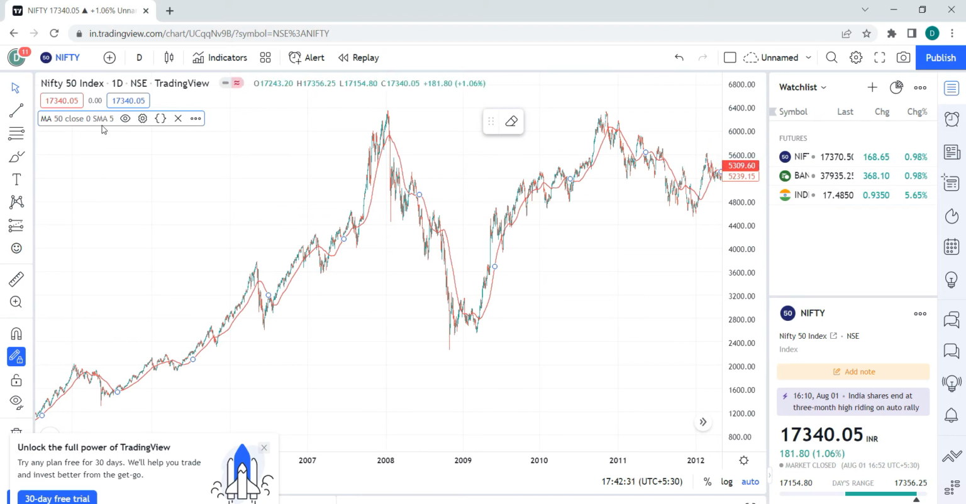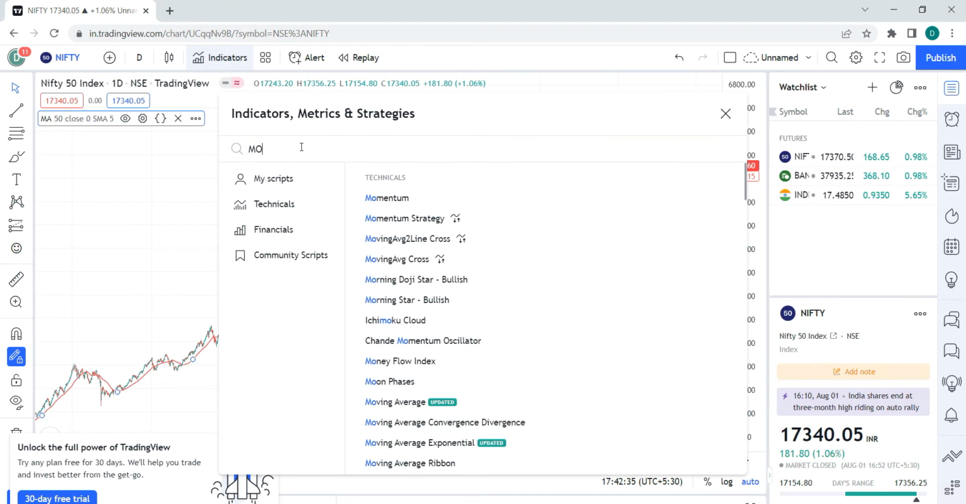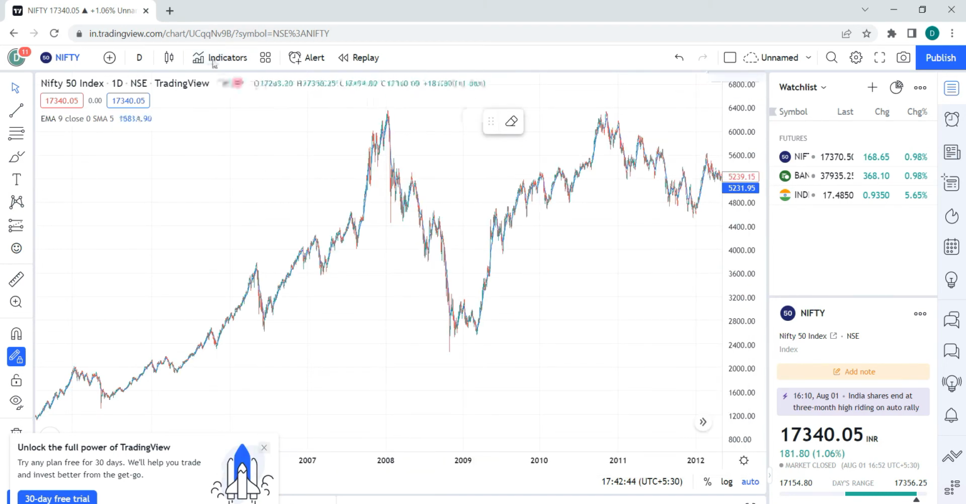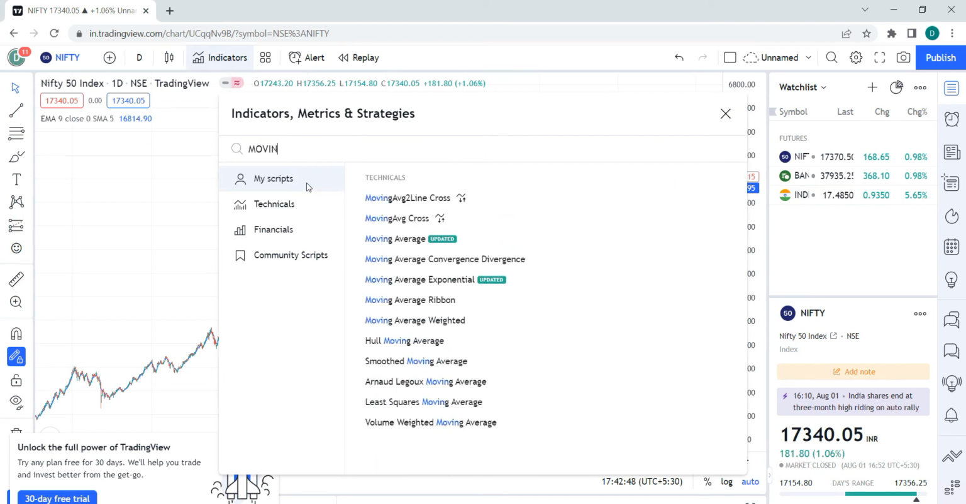I've added one moving average, so I'll add one more moving average here. This time you're taking an exponential moving average. Similarly, we'll take one more exponential moving average.